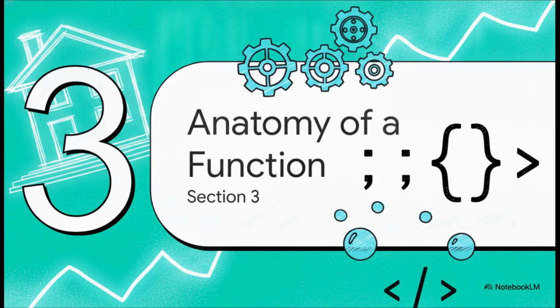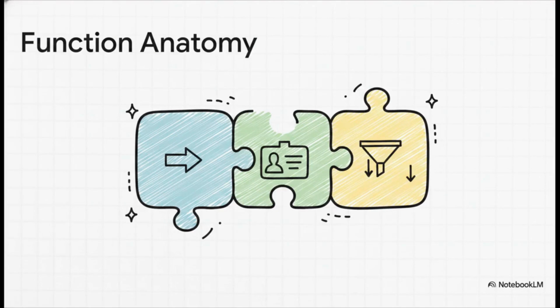Section 3, Anatomy of a Function. Now, what's really interesting about this next part is how we actually translate these concepts into working C++ syntax. Every custom function you create has to follow a specific blueprint made up of 3 core puzzle pieces. First up is the return type. This tells the program what kind of data the function is going to hand back when it finishes its job, like an integer or a decimal.